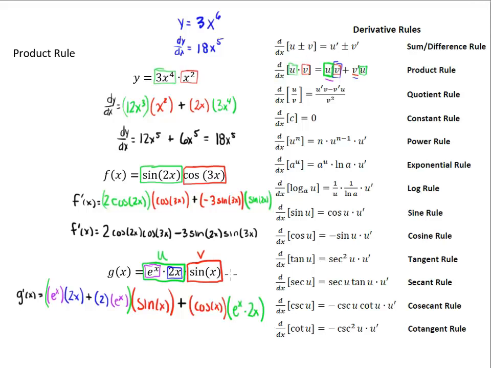It's kind of a mess, but that's the way it just is going to work out. So I'm not going to even bother trying to clean this up. If you ever have more than 2 terms that are being multiplied together, what you're going to have to do is you're just going to have to group some of them together. So that way you end up doing the product rule multiple times in the same problem.